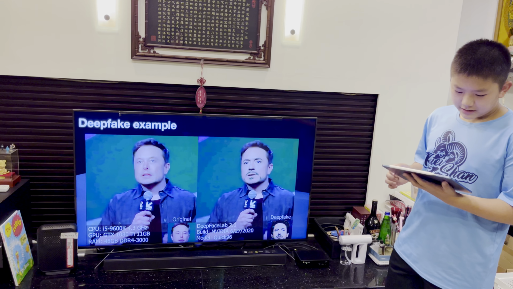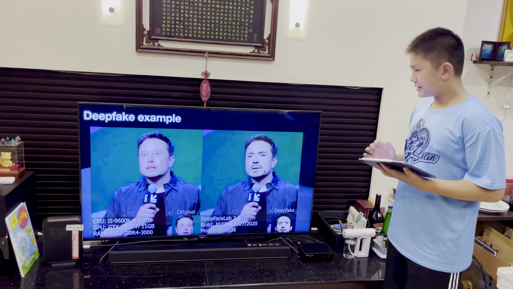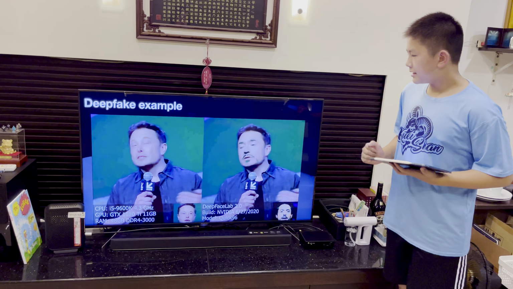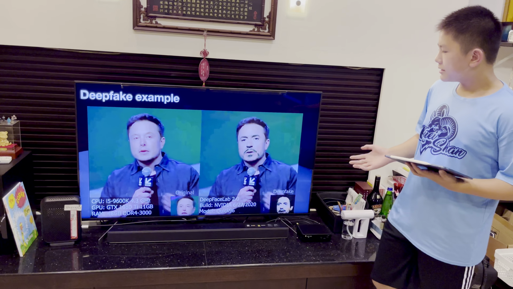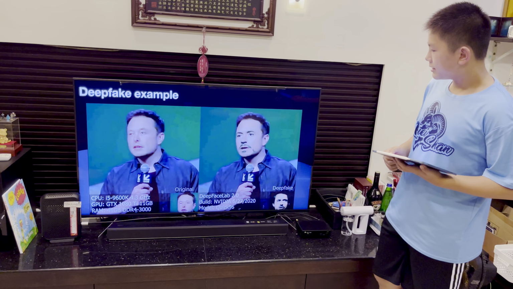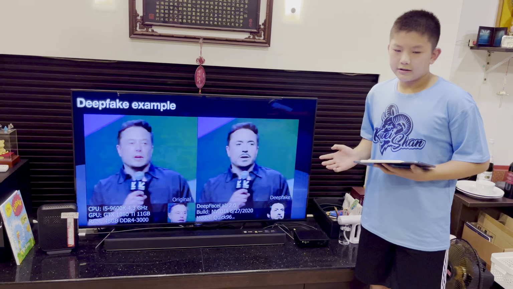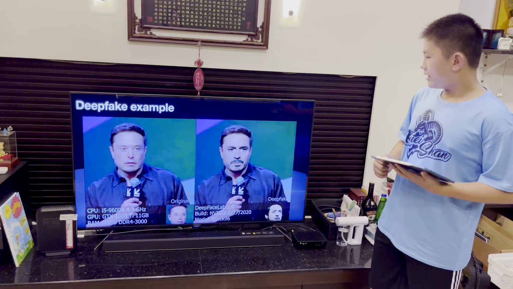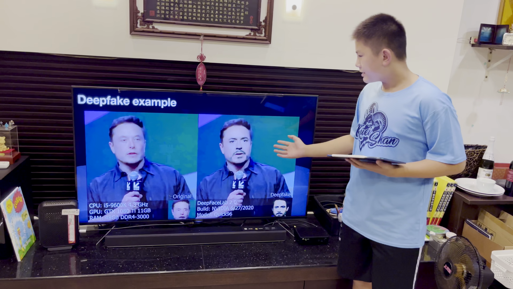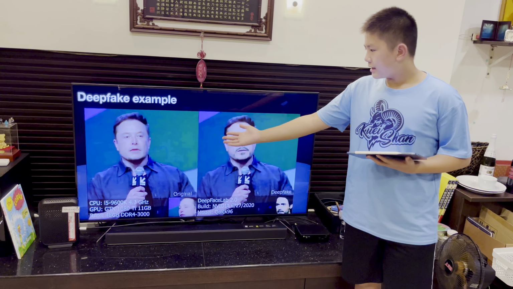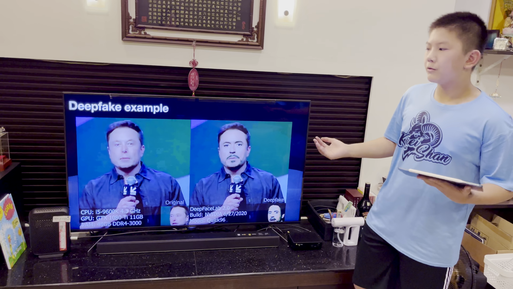And next is a deep fakes example. You can see that things are different. The person is different too, but it can change the face to other people's faces.